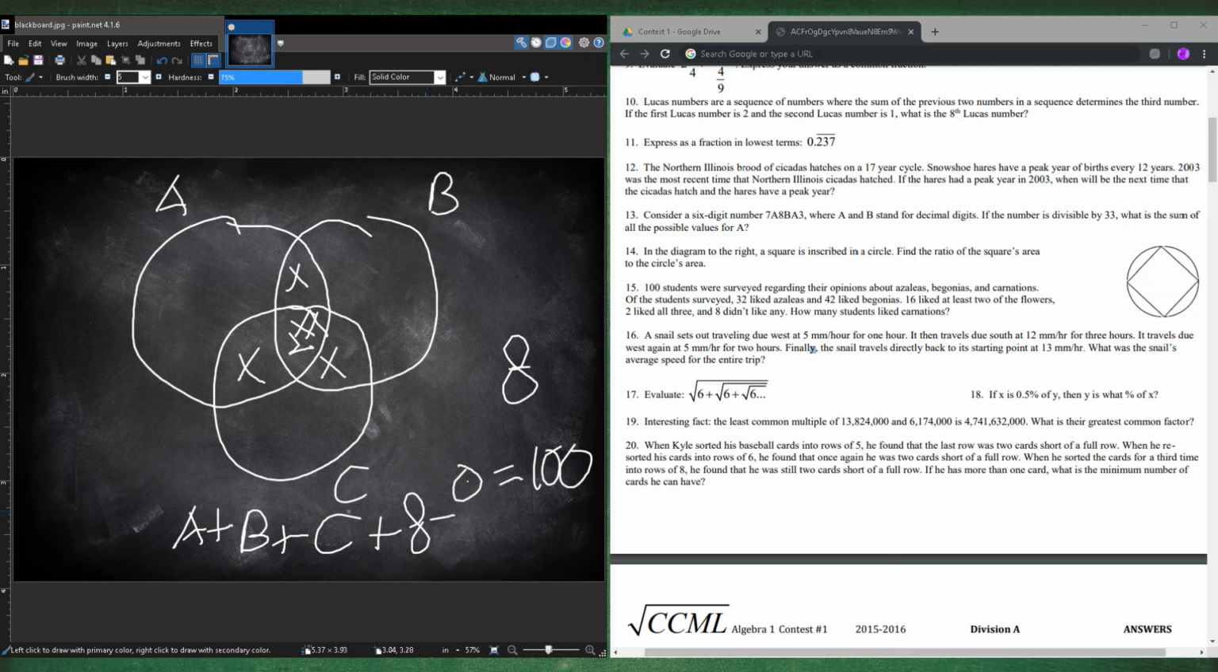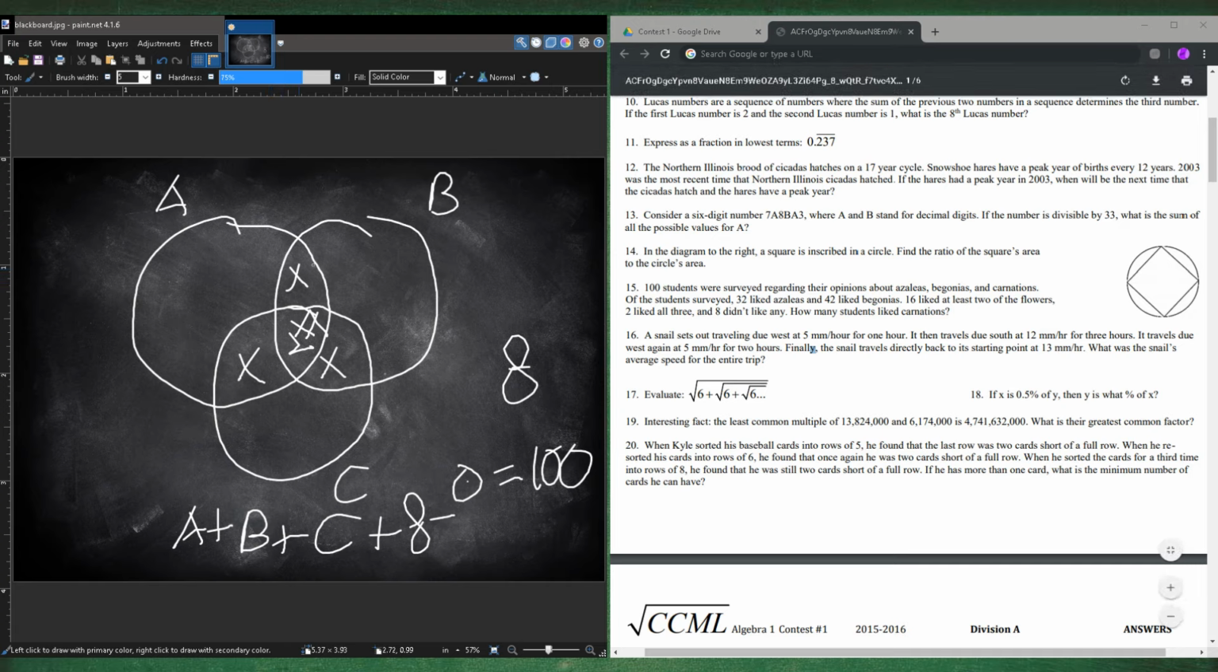So the people that liked A is 32, using your calculator. The people that like B is 42. We want to find C, the people that like carnations. We add 8. So far we have 82, and we need to minus the overlap. So the people that like all 3 is 2, so you minus 2 from there. And it says right here, 16 like at least 2 of the flavors. It says at least 2, so it's either 2 or 3.